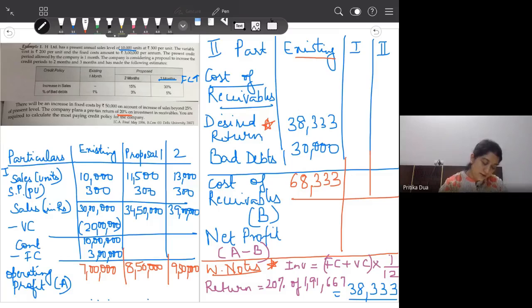This is coming to 6,31,667. This is the net profit under the existing situation. Similarly, you calculate for proposal 1 and 2, whichever option gives you the highest profit, that will be chosen. So please calculate for option 1 and option 2 what is the net profit coming to.